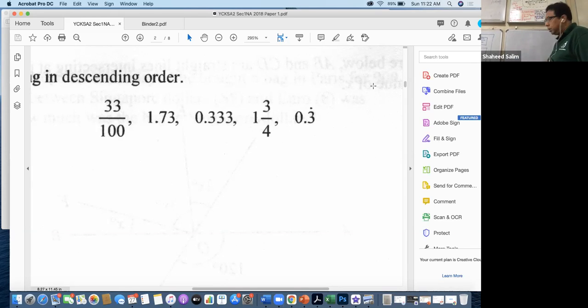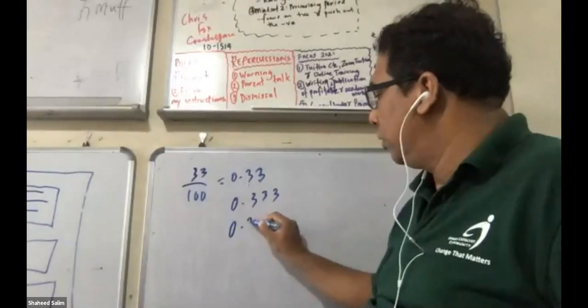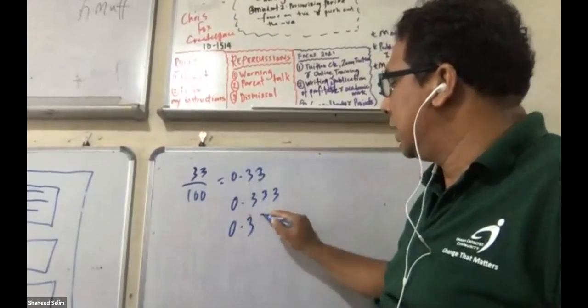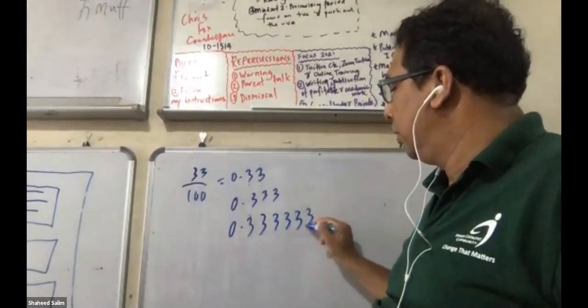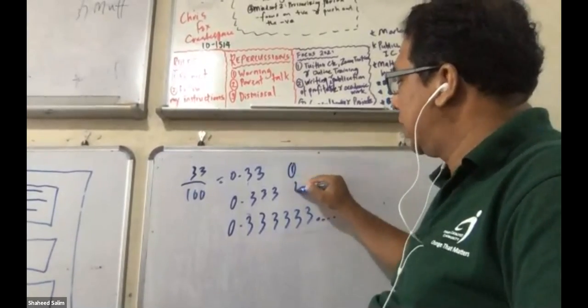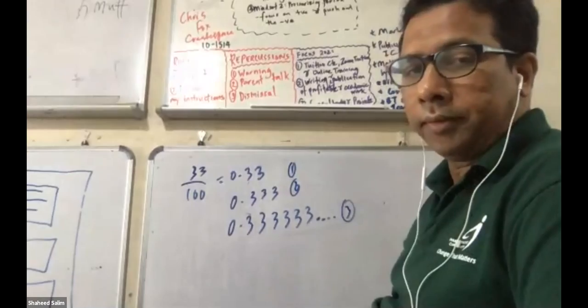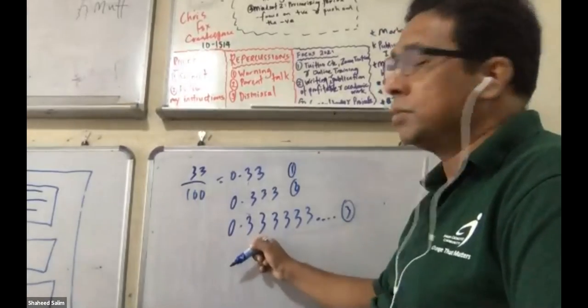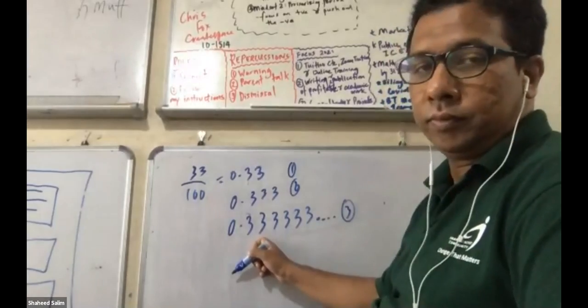Now, down here you have 33 over 100. You see this is 0.33, correct? Correct, Emma? Then you have another one, 0.333. And the last one down here, the one with a dot above, this dot means it's a never-ending decimal. So which of these is the biggest? First, second, or third? Third. So this comes next. After that, 2 and then 1.